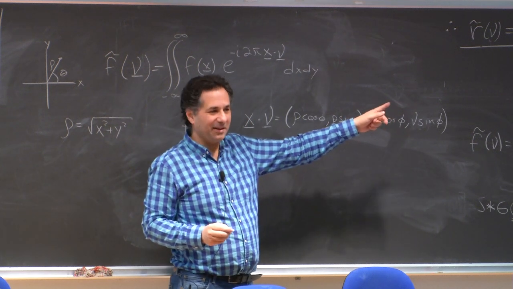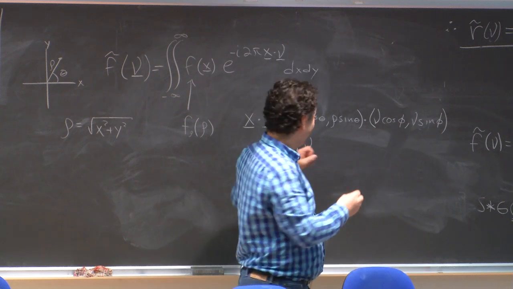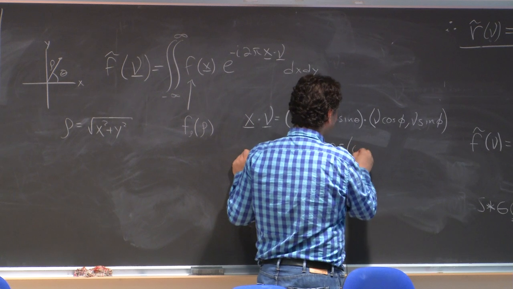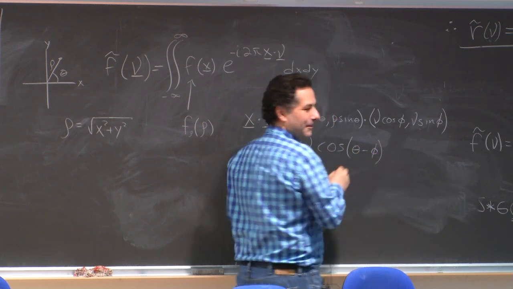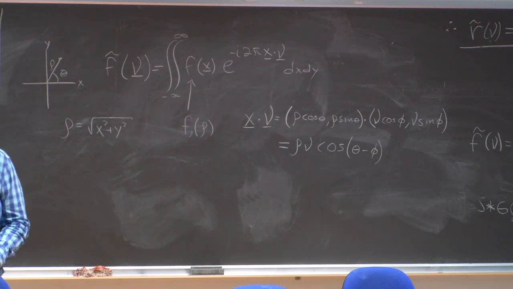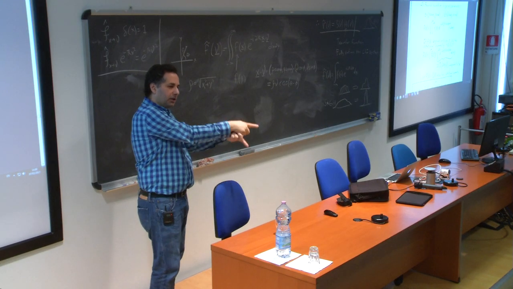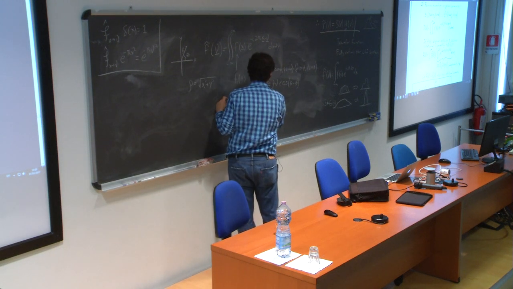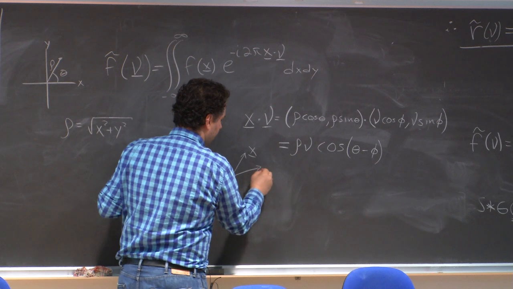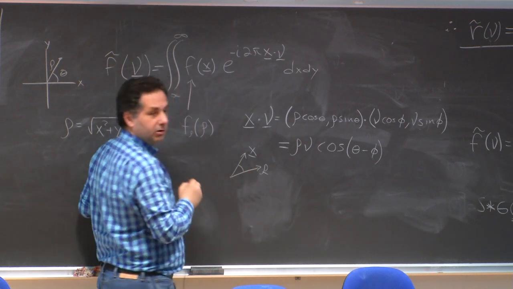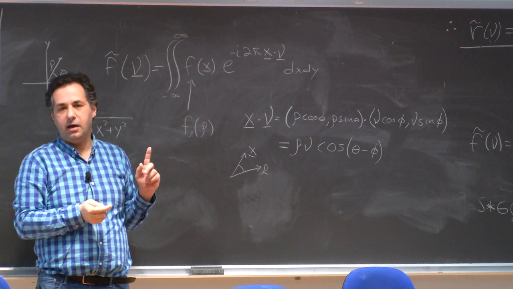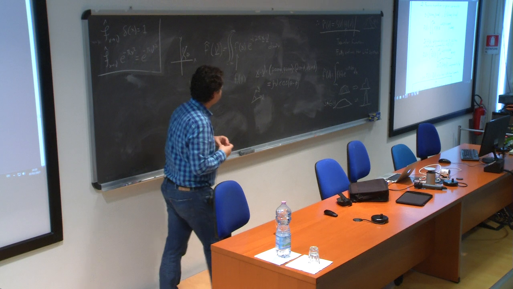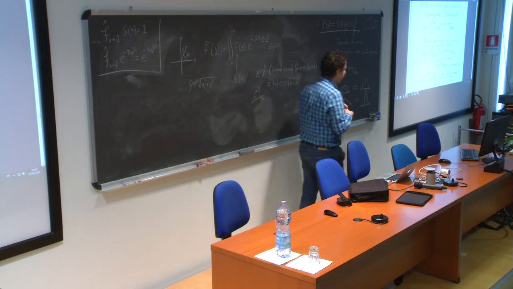Do we remember this one? Don't look at the screen. Turns out that it is minus, which makes sense because it only depends on the angle between the two vectors. It could not depend on the sum. If I have this is x and this is rho, it can only depend on this angle. And that's theta minus phi. So I can make that substitution.